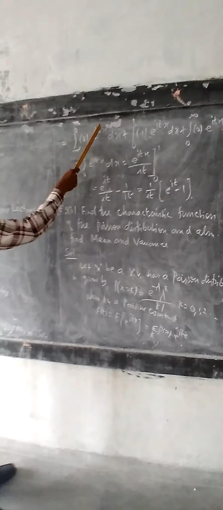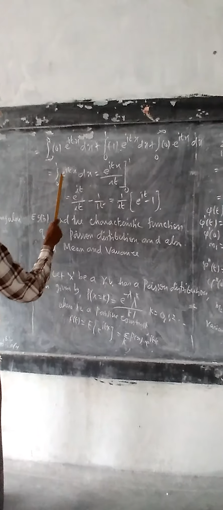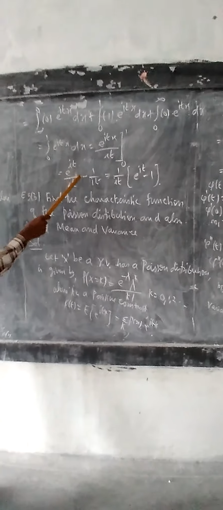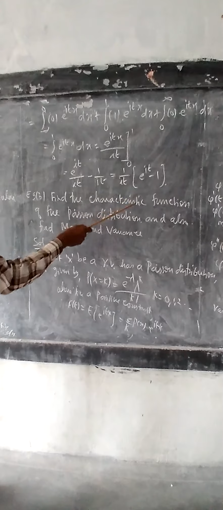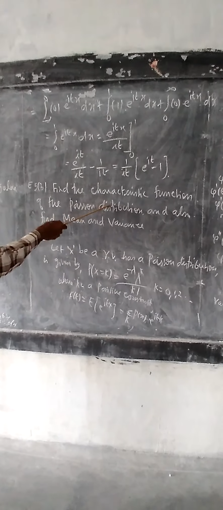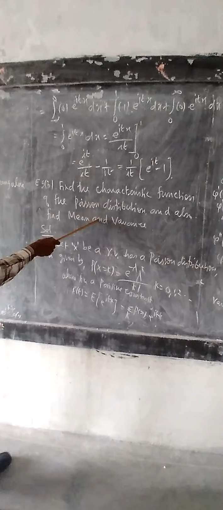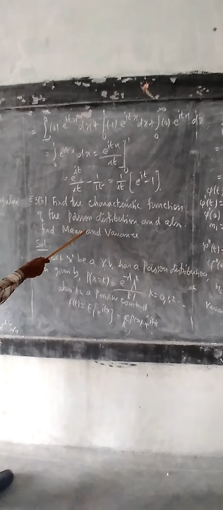That is, minus infinity to 0, f of x is 0, so 0 times e to the power of itx dx. This is the first integral, followed by the second and third integrals. Therefore the integral of 0 to 1 of e to the power of itx dx, substituting the upper limit and lower limit, gives 1 by it times e to the power of it minus 1. So for the given continuous probability density function, this is the characteristic function. This is another example. As usual, for any theoretical distribution you can also find out the characteristic function. After obtaining it, using one of the properties of the characteristic function, you differentiate and substitute the value, then you can find out the mean and the variance.